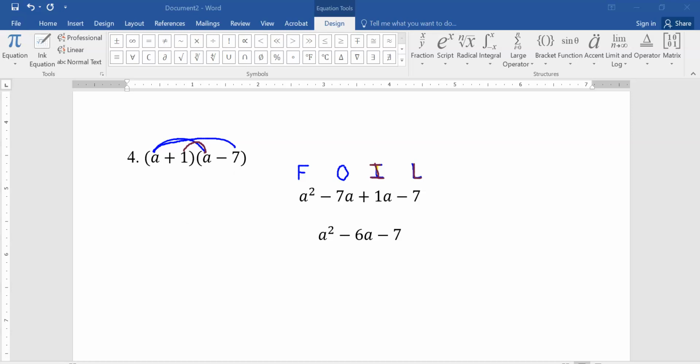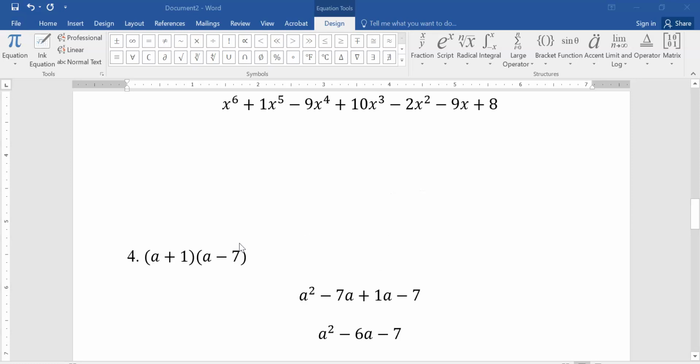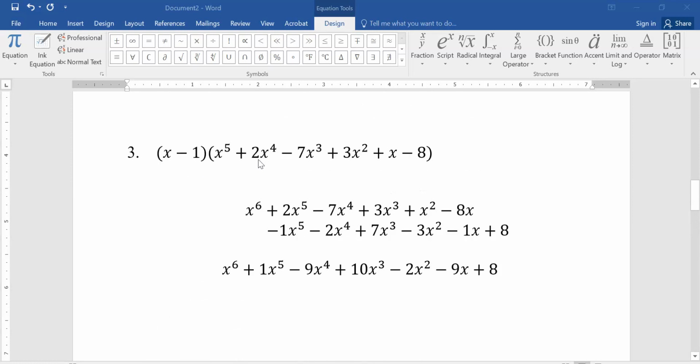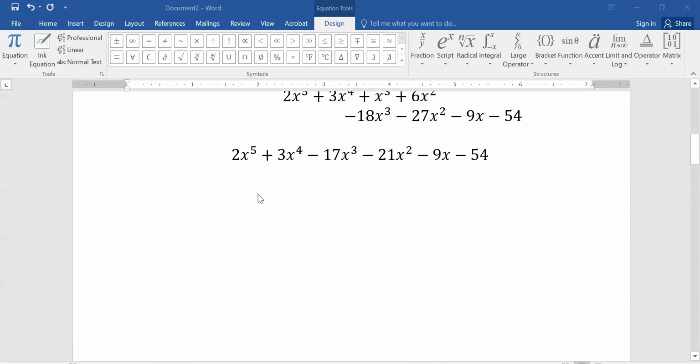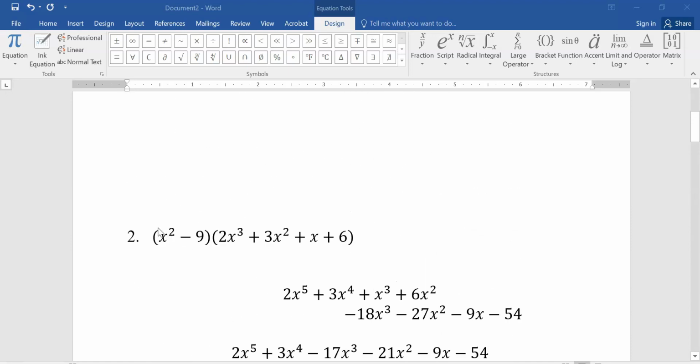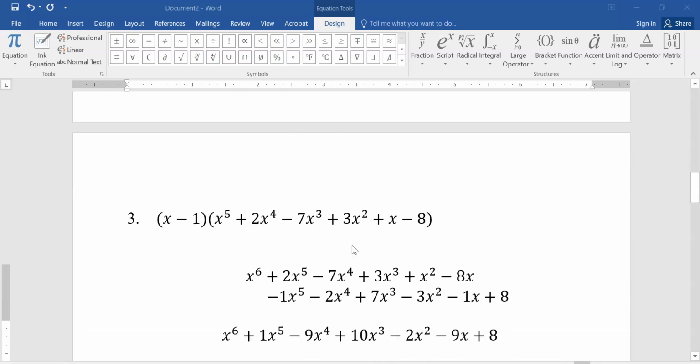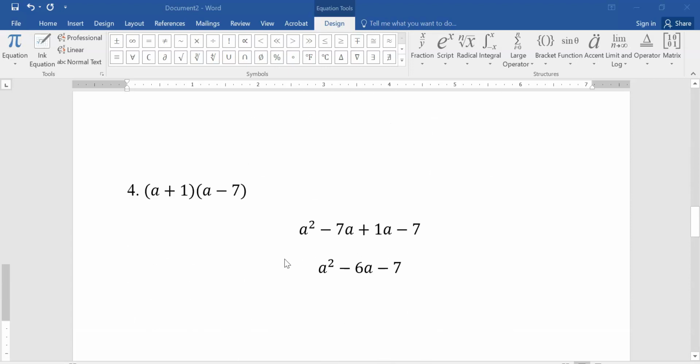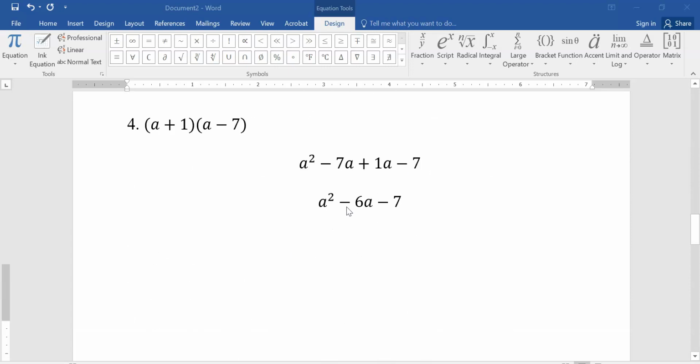Again, I don't like to memorize that because if you try to memorize that with a problem like, for instance, 3, there's just too many multiplications going on. So what I like to do is think of every time I do polynomial multiplication, I just take each term in the left-hand side polynomial and I distribute it in and multiply times each term on the right-hand side polynomial. So there we go. By the way, after you combine like terms, a squared minus 6a minus 7 is in fact your final answer.